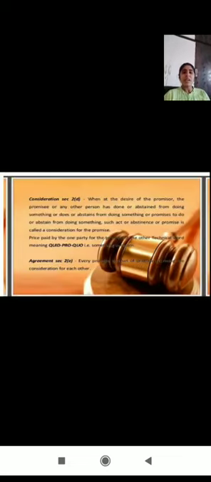So here the agreement definition, according to Section 2(e) of the Indian Contract Act, is that every promise or every set of promises forming consideration for each other is an agreement. We are discussing every promise and every set of promises, either one promise or more than one promise, forming consideration for each other.